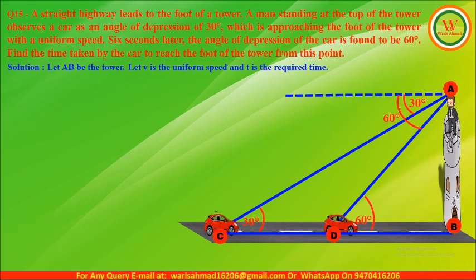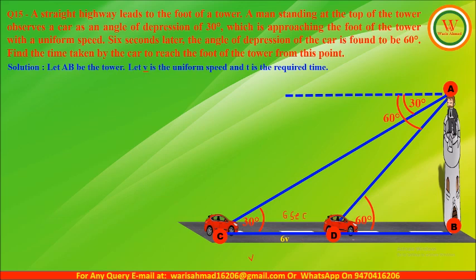As given in the question, the car takes 6 seconds to reach from point C to D. It means it takes 6 seconds to move from point C to D. And as I have assumed, let the speed of the car be V. So the distance from C to D will be equal to speed into time, means V into 6. So here we can write 6V. 6V is the distance from C to D.